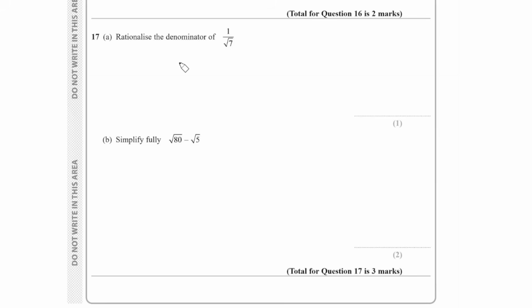Question 17a. Rationalise the denominator of 1 over root 7. So when you've just got one term in the denominator, as in a surd, we have to multiply the top and the bottom of the fraction by that same surd. So in the numerator we get root 7, but the denominator would initially be root 49, which would square root to become just 7. So for 1 mark you don't need to write the working out as such. So root 7 over 7.